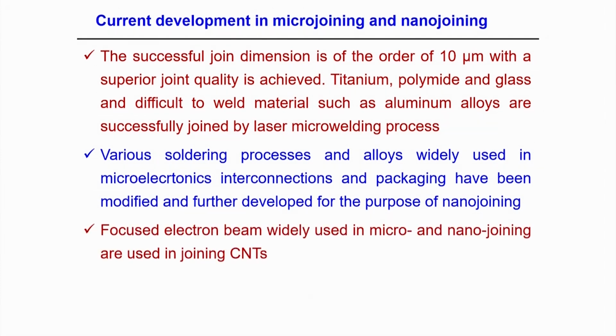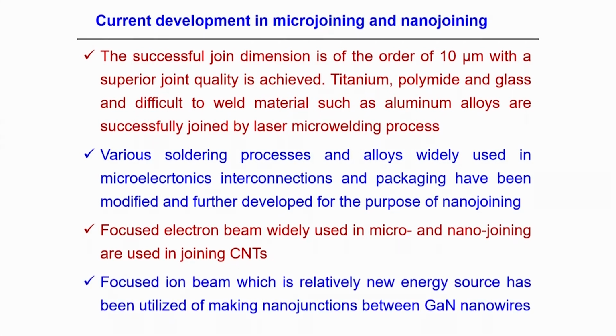We have also observed that a focused electron beam can be widely used in micro and nano joining technologies, specifically for joining carbon nanotubes. We also found that the focused ion beam, which is another relatively new energy source, can be utilized for making nano junctions in different nanowires.